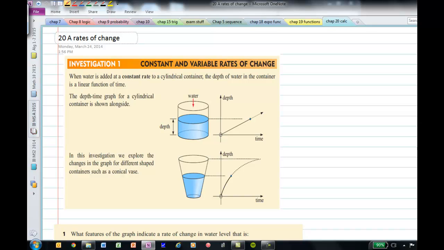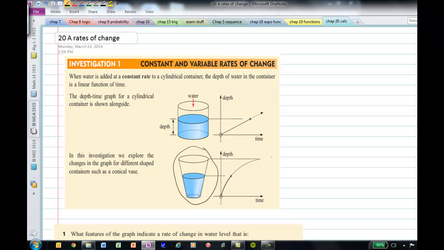Secondly, if we look at the next shape down here, well, this shape is not a cylinder. This is more like a cone or like a solo cup. And as you fill this cup, the bottom is going to fill at a faster rate than the top is, because the bottom is narrower. So when we look at the curve to the right, the curve starts off steeply and then levels off as the cup gets wider.